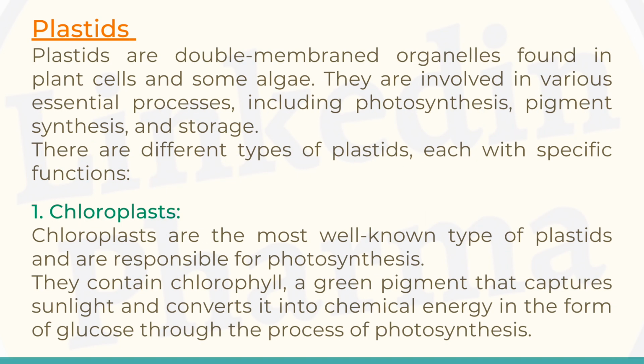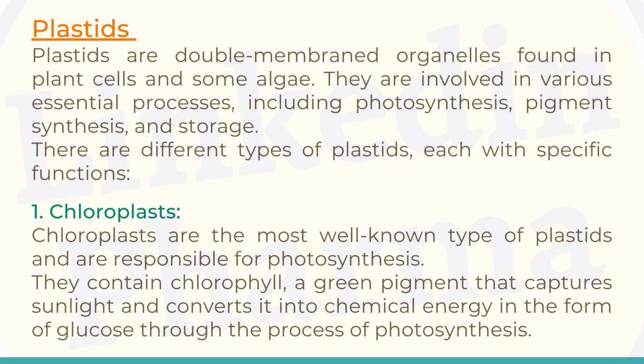Plastids. Plastids are double-membraned organelles found in plant cells and some algae. They are involved in various essential processes, including photosynthesis, pigment synthesis, and storage. There are different types of plastids, each with specific functions.